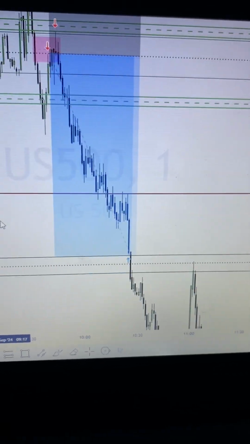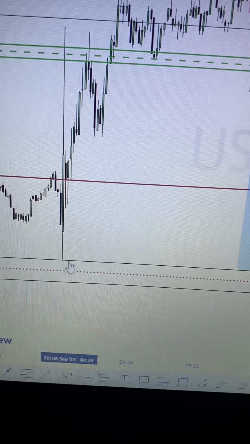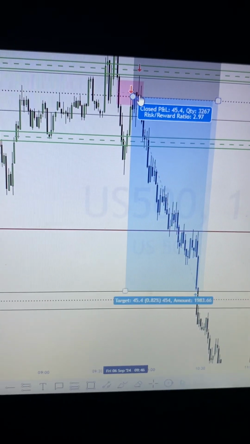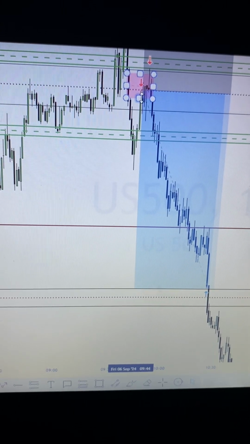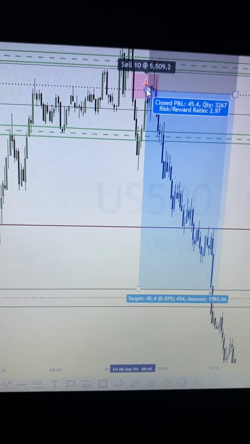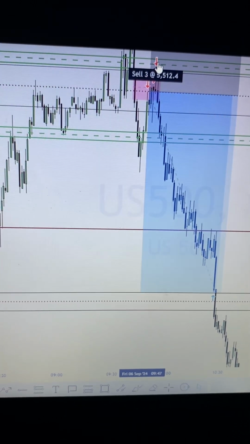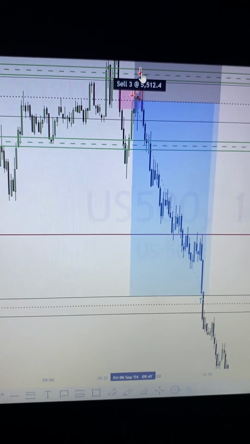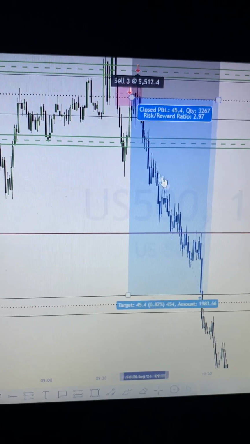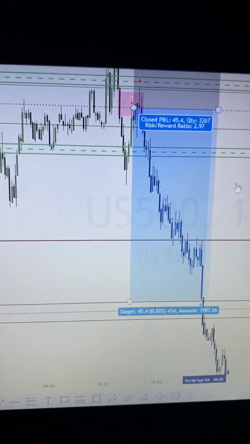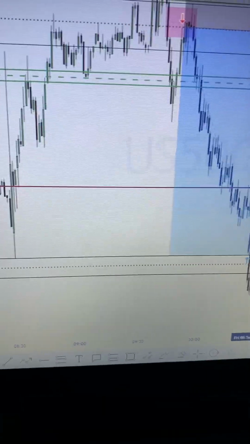Then my target here as well was the NFP low, which is here. As you can see, I entered on this candlestick at first, there inside the fair value gap. The second entry was also inside the fair value gap. As you can see, the arrows showing you where I entered, and then there's the take profit.